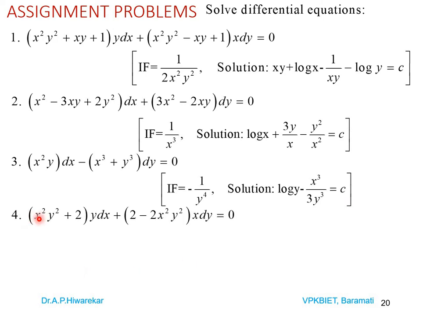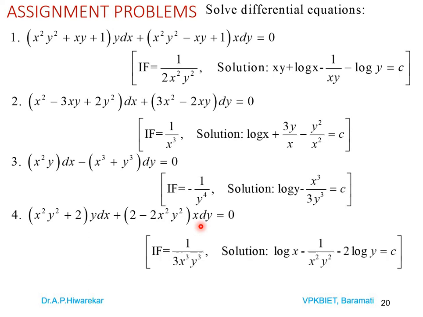Problem number 4. (x²y² + 2y)dx + (2 − 2x²y²)x dy is equal to 0. The integrating factor is 1 by 3x³y³. The solution is log x − 1 by x²y² − 2 log y is equal to 0.